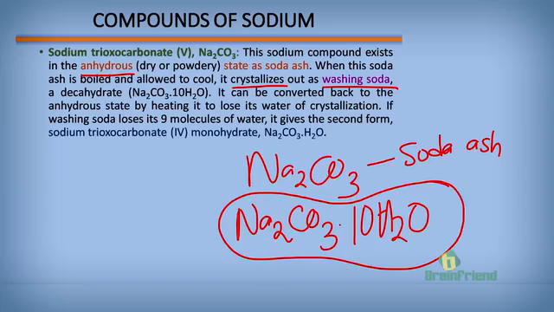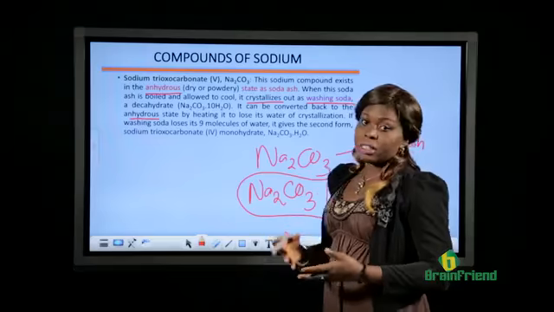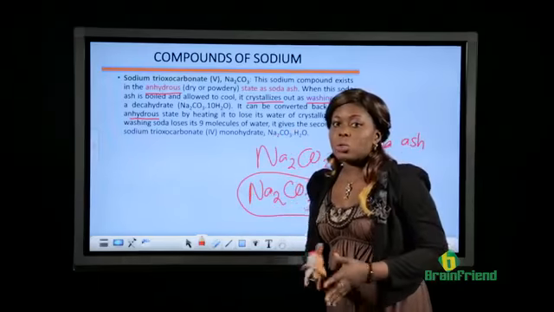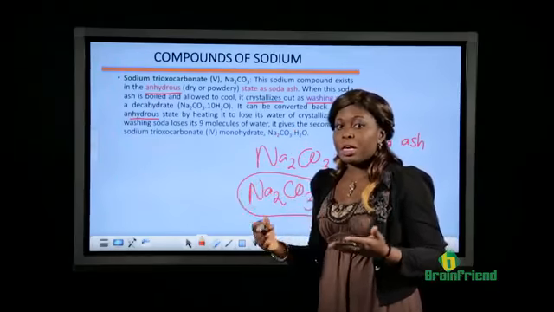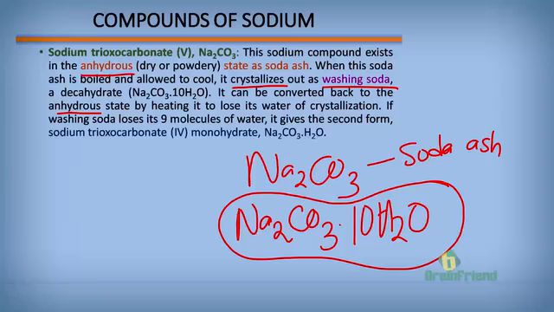Now, this hydrated form can be converted back to the anhydrous state simply by heating it to lose all its water of crystallization. So when it is heated, this water evaporates and we have the soda ash that we had before, the dry form.